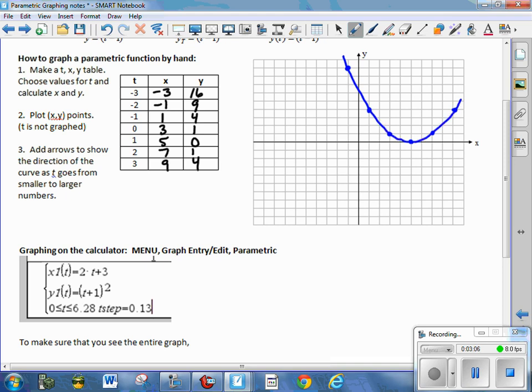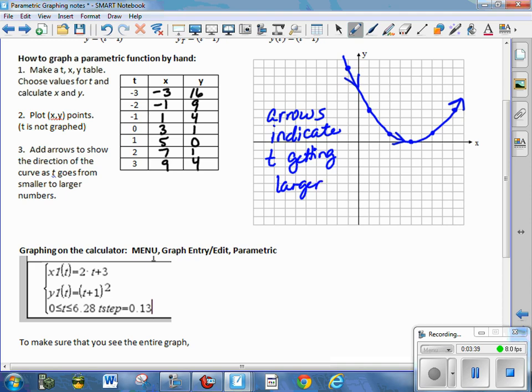Now, before I draw little arrows on the end like I'm used to doing, the directions say add arrows to show the direction of the curve as t goes from smaller to larger numbers. And in this case, as t gets larger, the graph moves from left to right. Now that is not always the case, so don't always assume it's going to move from left to right, but that's where we add the arrows. So arrows indicate t getting larger.